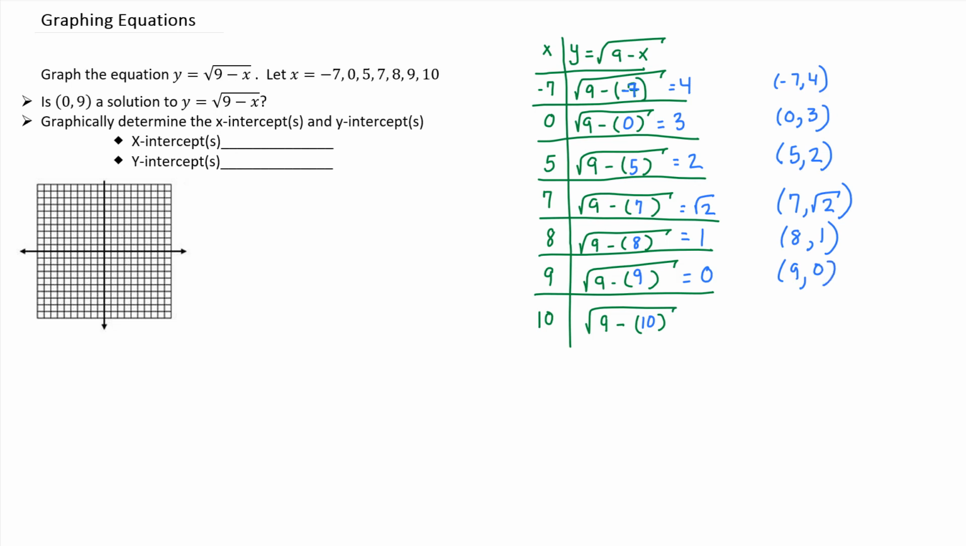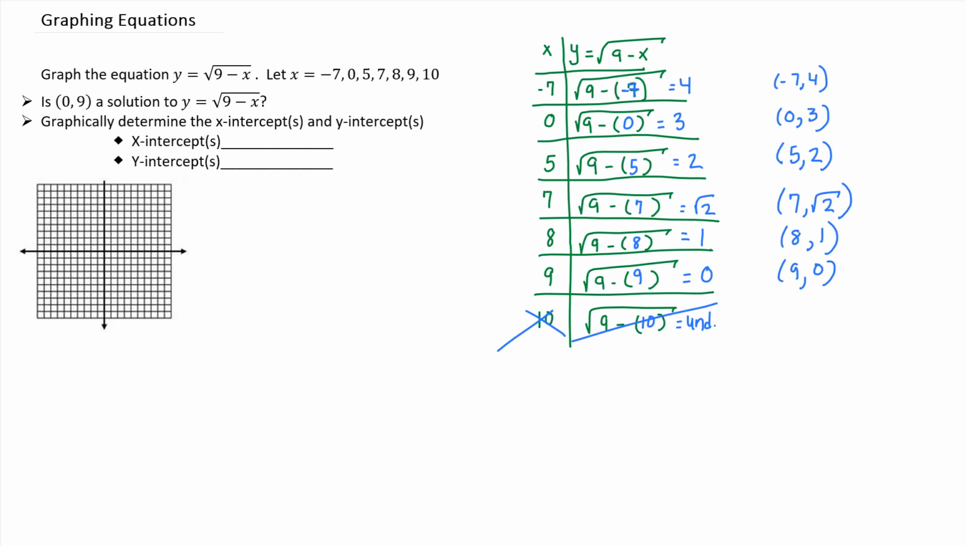9 minus 10 is -1. The square root of -1 is undefined. So this is undefined, meaning 10 is not in the domain and shouldn't be a value that I pick. And actually, everything bigger will also be outside of the domain. So this doesn't actually give me a point back. I just wanted to show how that can happen. If you pick some x's, sometimes they don't give you a real value back because they're outside of your domain.